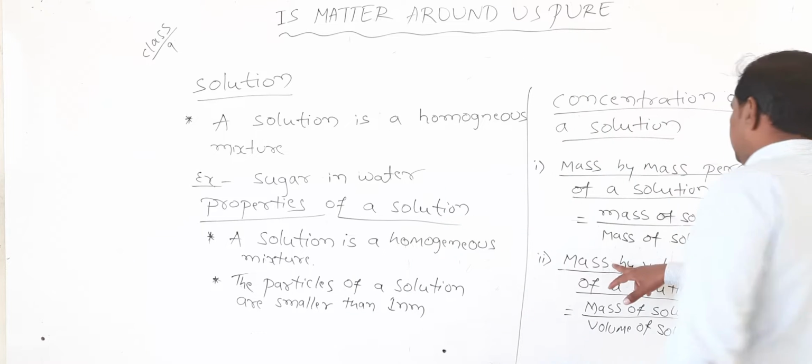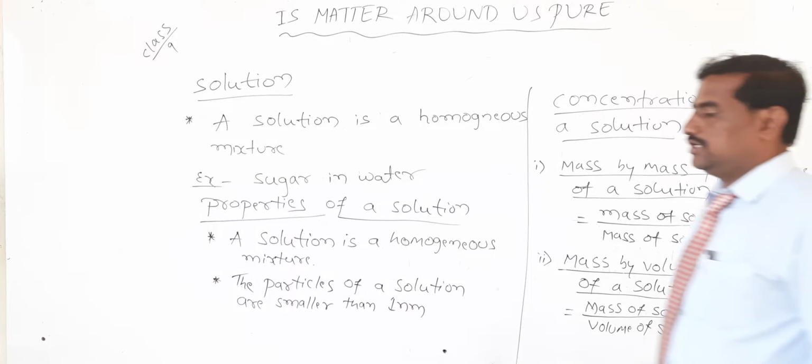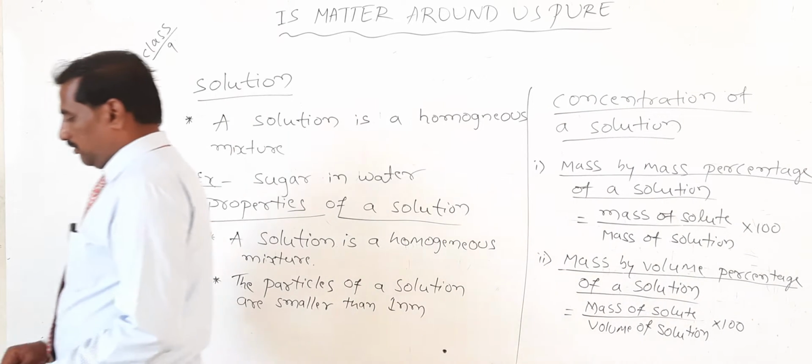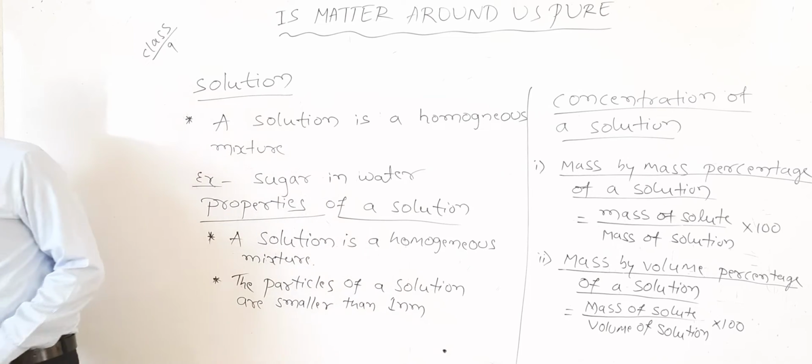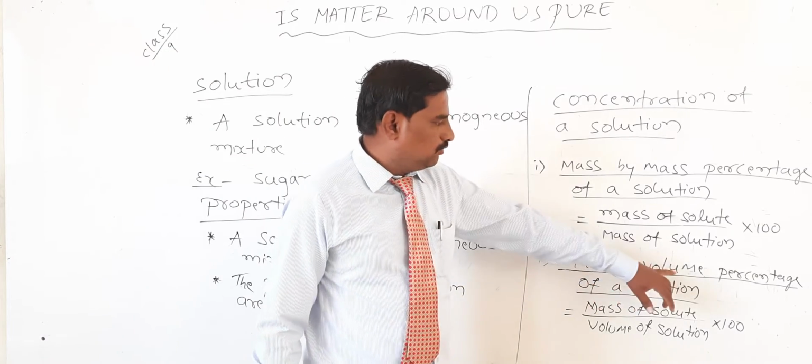So here, mass by volume percentage is nothing but mass of solute divided by volume of solution. The next one, the third one, is volume by volume percentage. Volume by volume percentage is nothing but volume of solute divided by volume of solution. So that is volume of solute divided by volume of the solution.